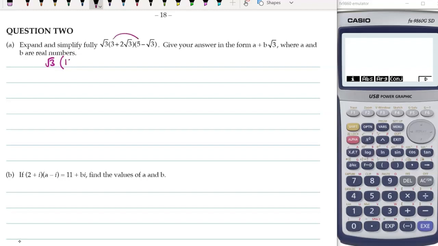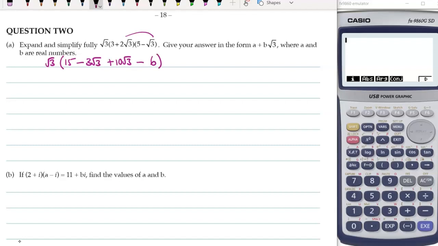We've got 3 times 5 is 15. 3 times minus root 3 is minus 3 root 3. Then we have these 2 times together makes 10 root 3. And finally, these two give me a negative 2, and then a root 3 times root 3 is root 3 squared. So it's 2 times 3. In other words, it's 6.